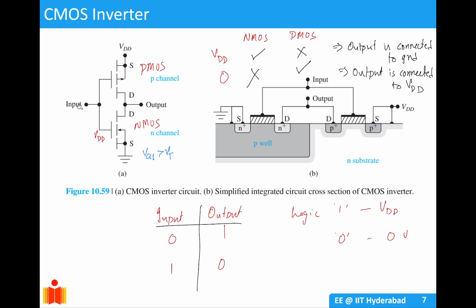So you see, when I am applying 0 at input, I am getting VDD at output. When applying VDD at input, I am getting 0 as output. This is called an inverter, as it is inverting the states between input and output. When my input is high, my output is low, and when my input is low, my output is high.